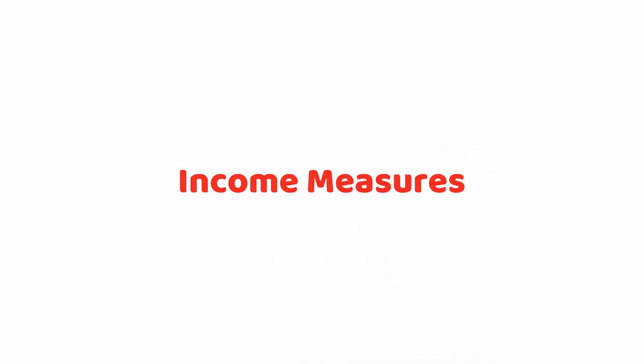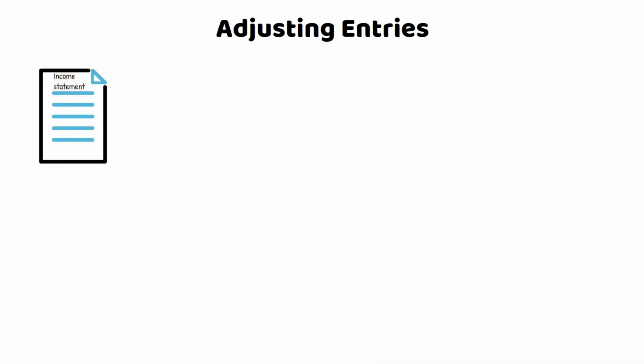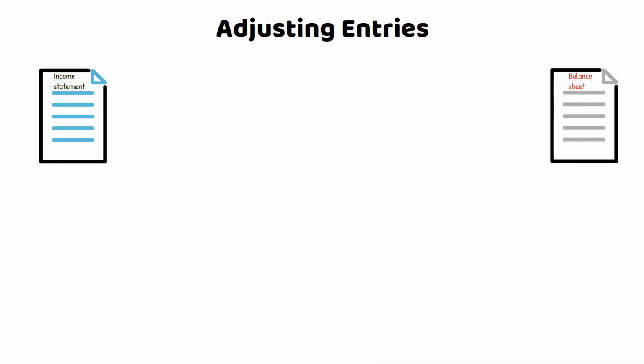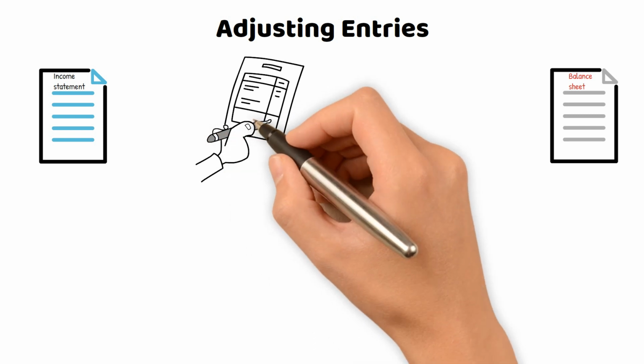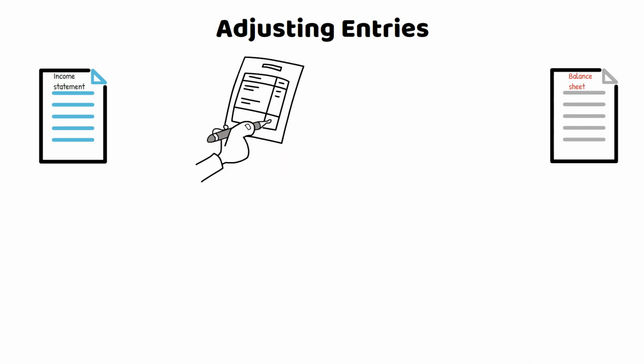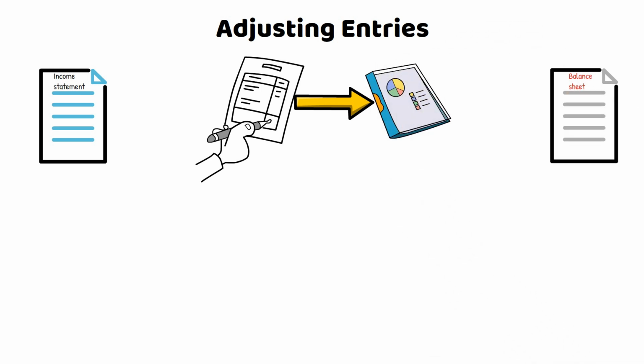Module 3, Income Measures. Adjusting Entries. Adjusting entries affect both the income statement and the balance sheet accounts. Adjusting entries are made at the end of an accounting period to update the accounts for transactions that have occurred but have yet to be recorded. These entries ensure that the financial statements accurately reflect the company's financial position and performance for the period.